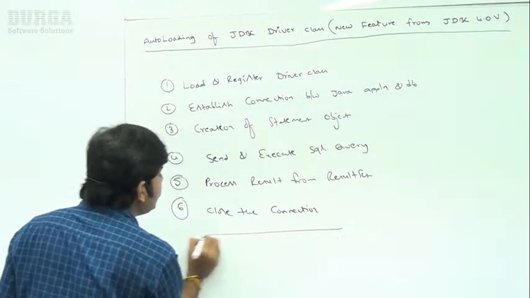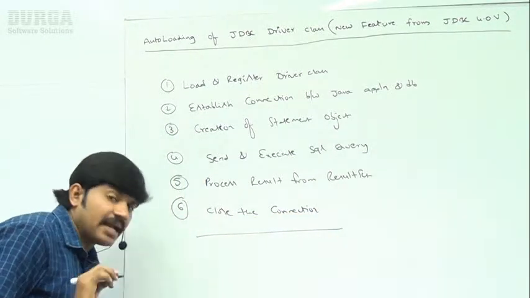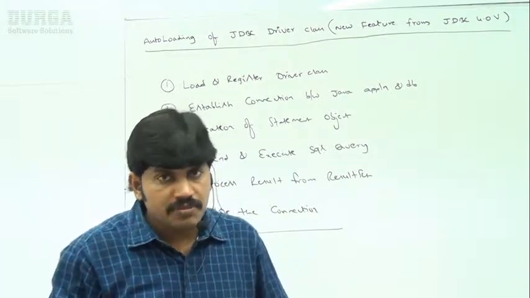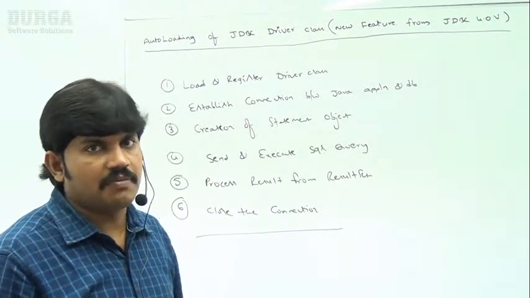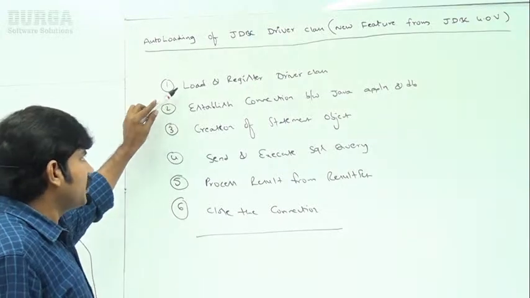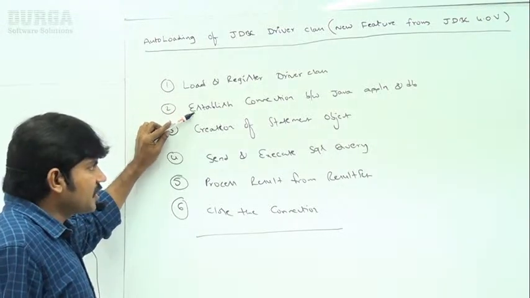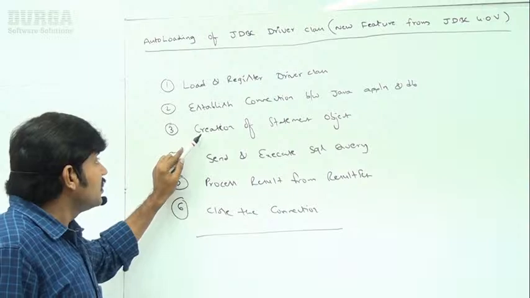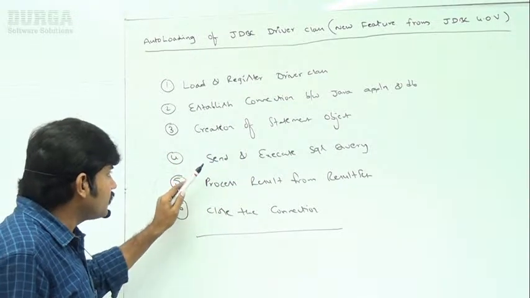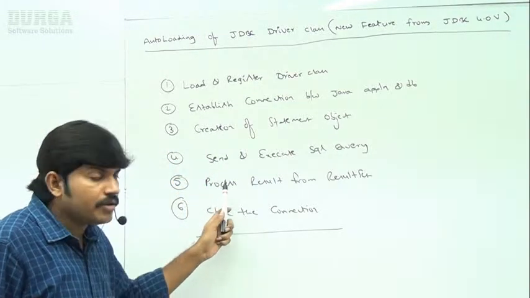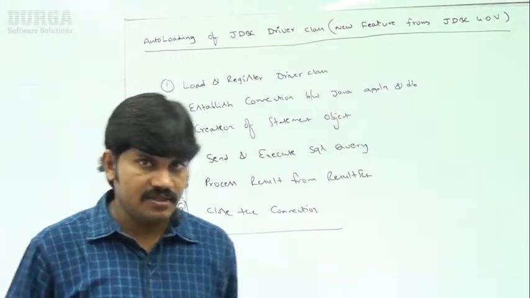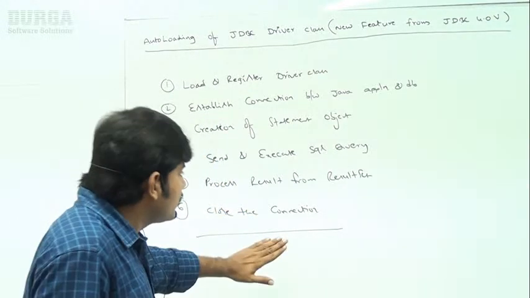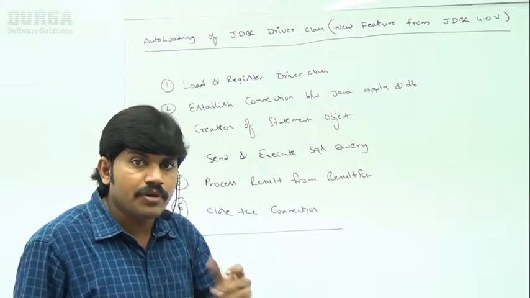Sir, these are the various standard steps to develop a JDBC application. From our childhood onwards, we are discussing the same. What is the first one? Load and register driver class. Establish connection between Java application and database. Next, creation of statement object. Send and execute SQL query. Process result from result set. Close the connection. Clear for all of you, okay? These are the things you should be aware of.